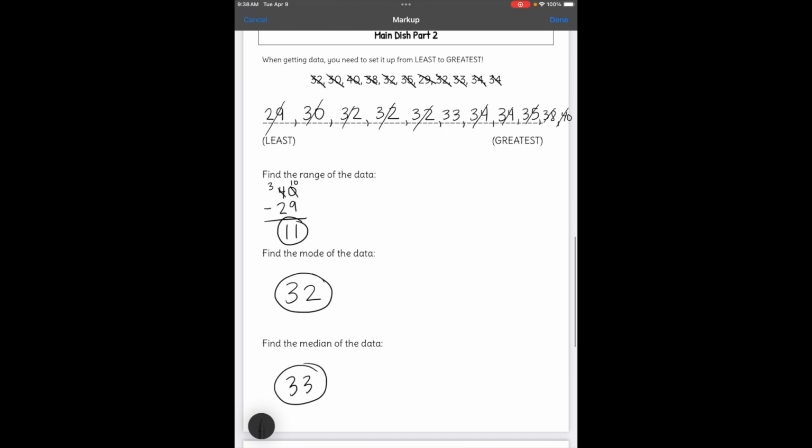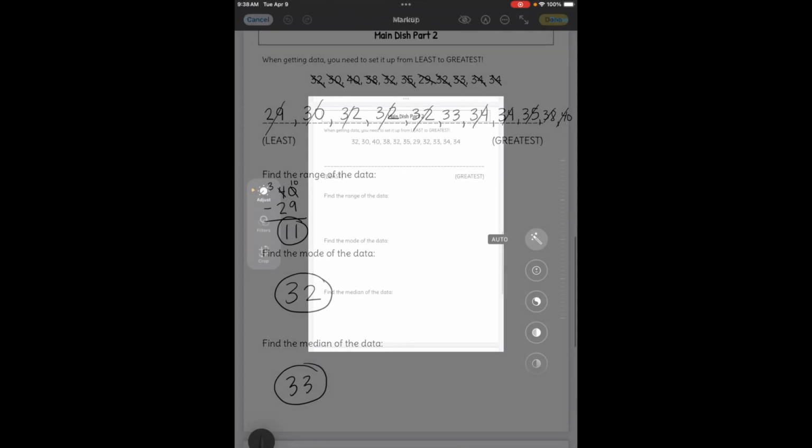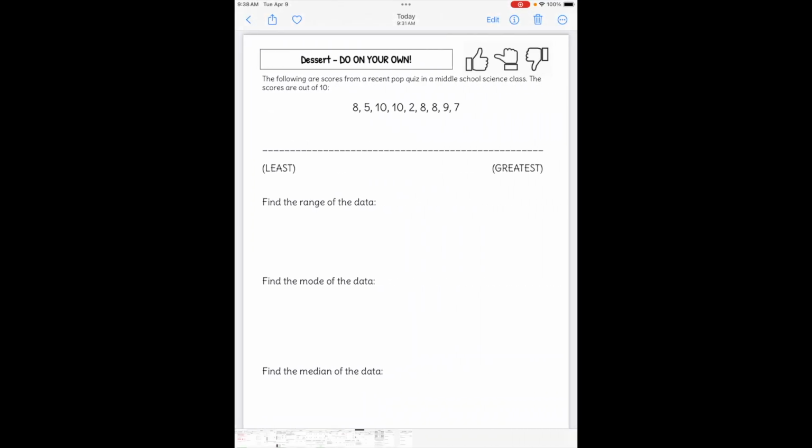Go ahead and check your work with mine. And go ahead and do the same steps, but now with a new data set for your dessert. Good luck.